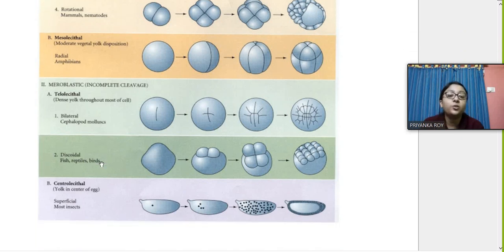Telolecithal is when the yolk is situated at one end of the egg, then most of the cell has the yolk. So therefore this kind of pattern will be seen, and only a few regions or very little region of the egg will be forming cells. And in fishes, reptiles or birds, where the yolk amount is very high, they will have a discoidal cleavage. So it will be a blastodisc, not a blastula. So a disc-like pattern will be shown by the cells, and therefore it will give rise to a blastodisc.